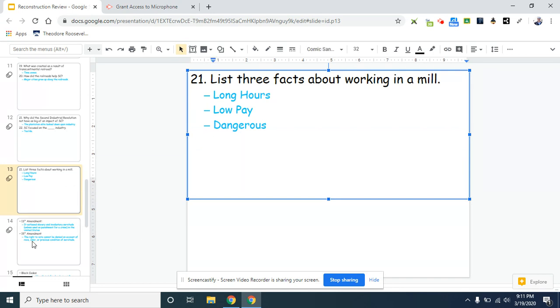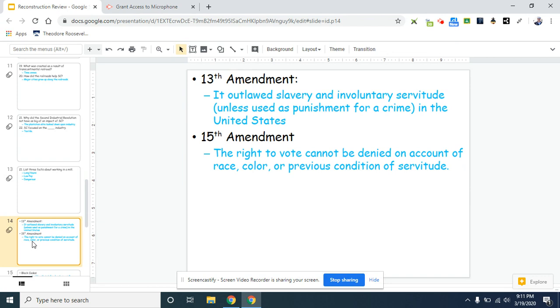Good, because reasons. Now, let's talk about our vocabulary real quick. 13th Amendment. 13th, 14th, and 15th Amendment are Reconstruction amendments.